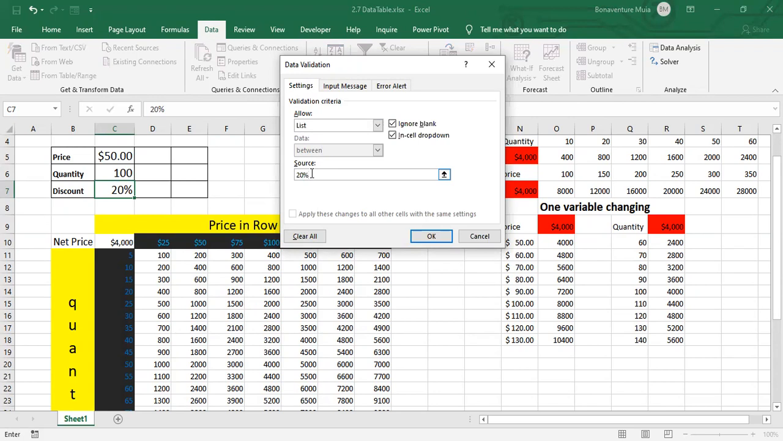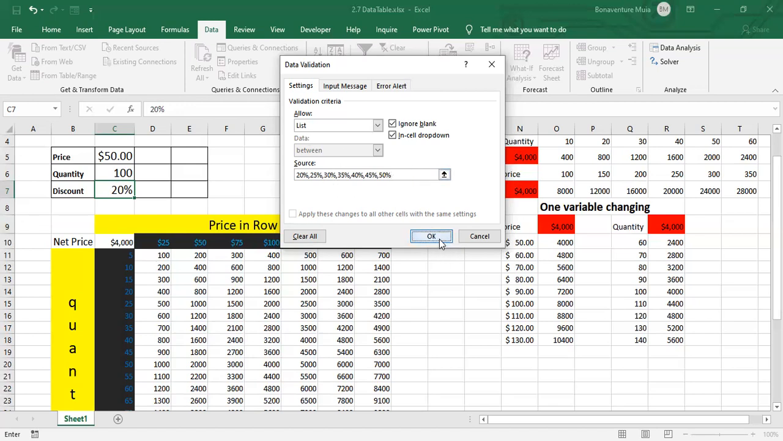So we got 20%, comma, let's have 25%, comma, let's have 30%, then comma, let's have 35%, then comma, let's have 40%, then comma, let's have 45%, then comma, we can have 50%. We have suppliers who give 50% discount. Okay, let me assume that 50% discount is the highest discount that you can get on Earth. So let's just have it up to 50%.